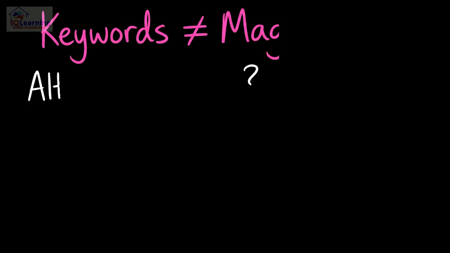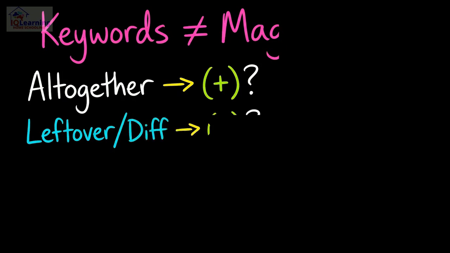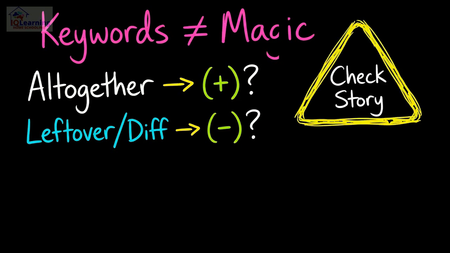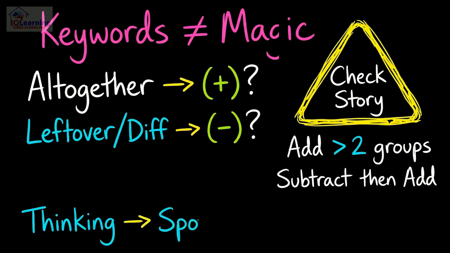Keywords can help, but they are not magic. Words like altogether often suggest addition, and words like how many more or left over often suggest subtraction. However, you must always check the story. Sometimes you need to add more than two groups, or subtract first and then add. Thinking is more important than spotting a single word.